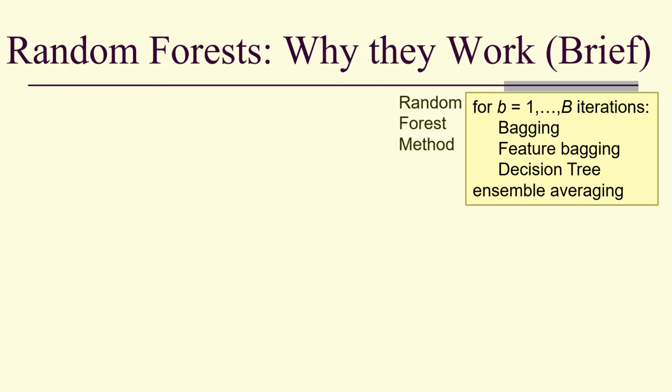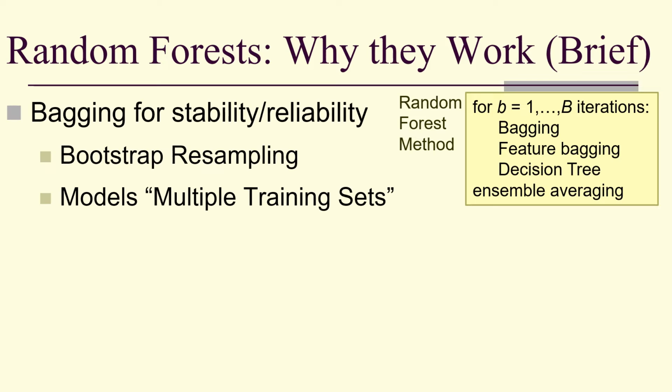So just briefly, why do these random forests work? Here is a brief overview of our algorithm. For some number of iterations, we do bagging. Then for each node in the tree, we do feature bagging. And then we have ensemble averaging. Bagging gives us stability and reliability. It's bootstrap resampling, and it models the concept of having multiple training sets. From one training set, using sampling with replacement, we have, in some sense, many training sets.